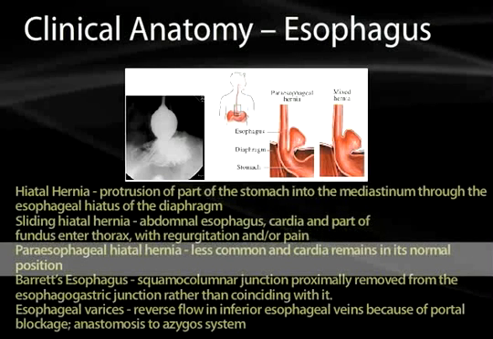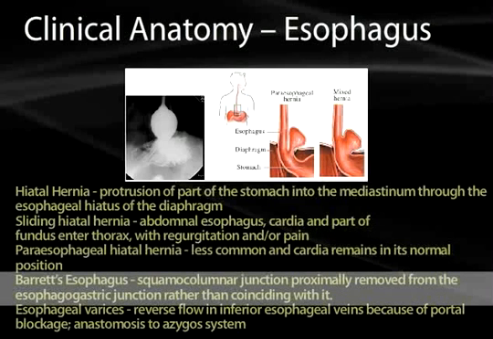The paraesophageal hiatal hernias are less common, and this is where the cardia of the stomach remains in place and the fundus will slide through. A Barrett's esophagus is a squamo-columnar junction proximally removed from the esophagogastric junction rather than coinciding with it. This will be something you'll discuss more in pathology.